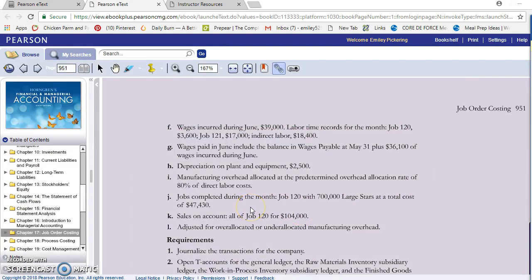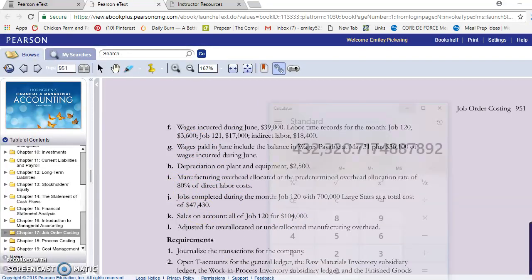Okay, so for I, manufacturing overhead allocated at the predetermined overhead rate allocation of 80% of direct labor costs. So what we're going to do is figure out what our direct labor costs are going to be and then take 80% of that. So we're going to do that by, in F, we had our total labor. And so we had the 17,000 and then we had the 3,600, which was the total of 20,600. So for our predetermined overhead rate, we're going to take that 20,600 and take 80% of that.